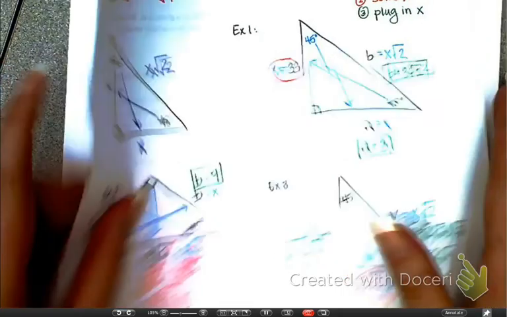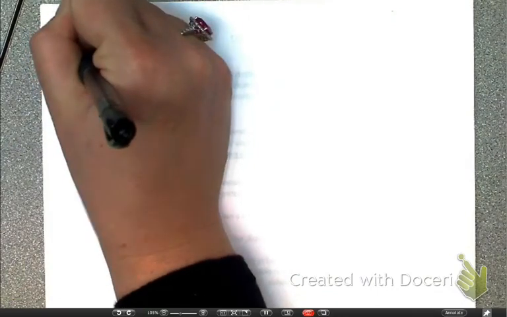Okay, so let's try another one. Because again, part of this is practice and just seeing multiple examples.